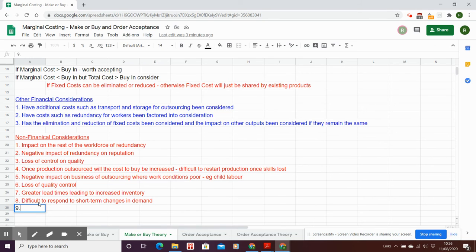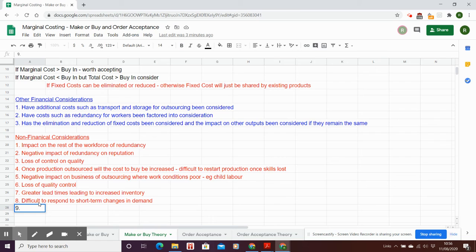Okay, negative impact on the business of outsourcing where work conditions are poor. So there's been a lot of recent examples where high-profile companies have outsourced production to various countries, and then, for example, it's been found that there have been 5-year-olds working in the factories where these products are now made, and that goes down very badly in Western countries, particularly where child labour is seen as being obviously a very, very negative thing.